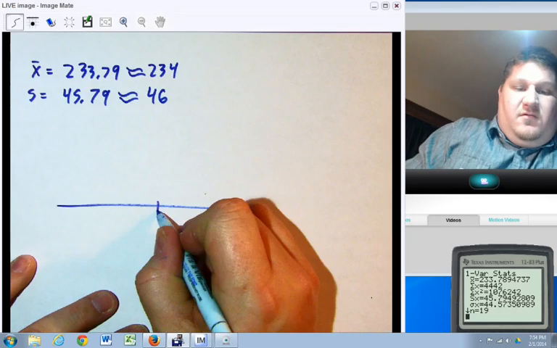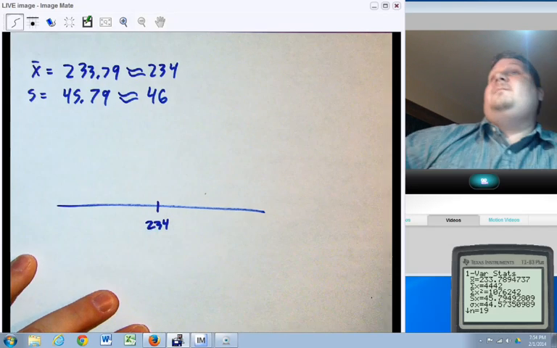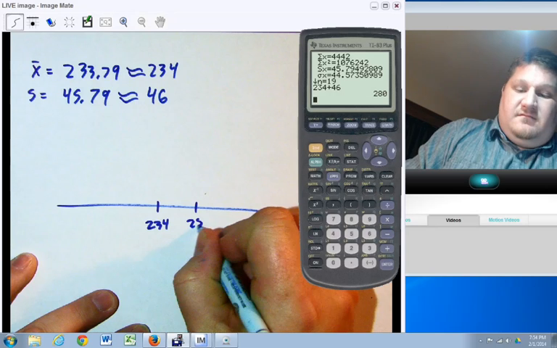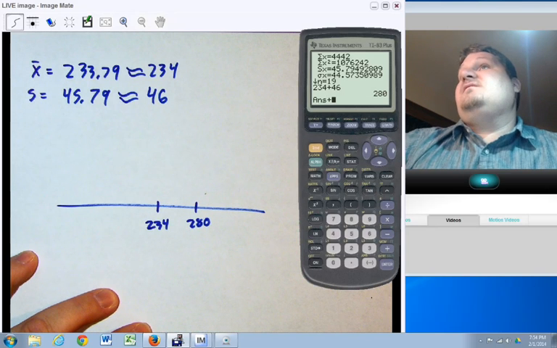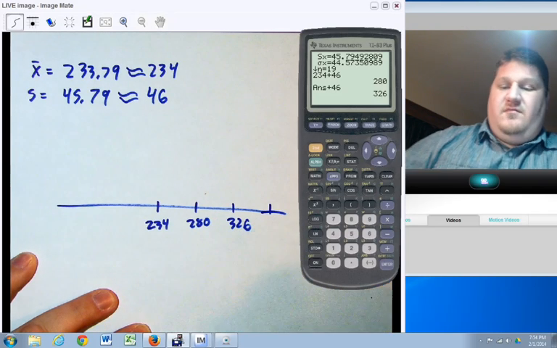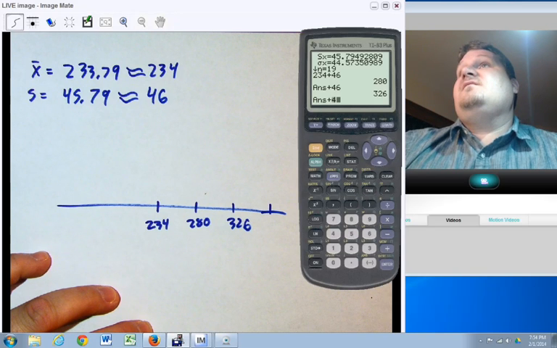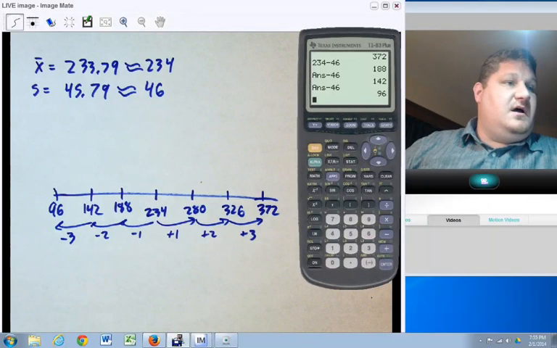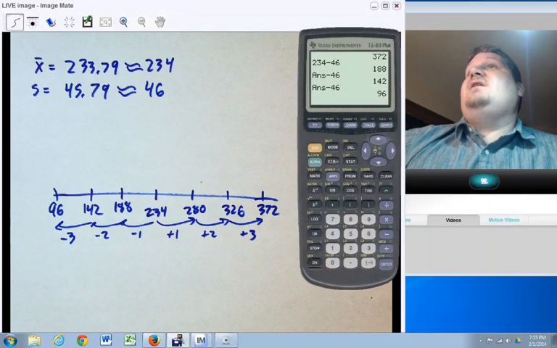And in the middle, of course, is 234. So I have 234 plus 46, 280, plus 46, 326, plus another 46, 372. Again, through the magic of television, I've gone ahead and set up our chart.